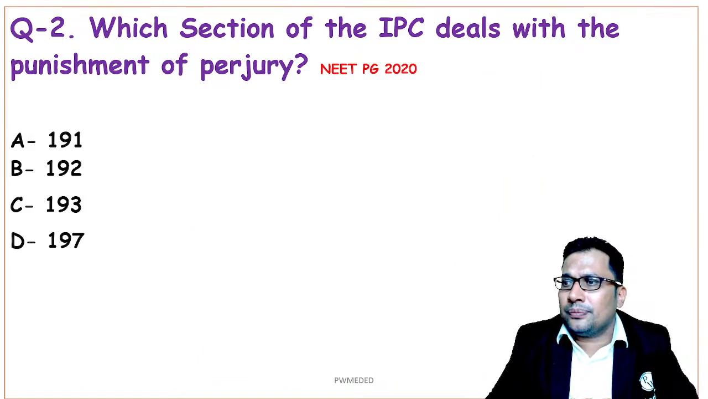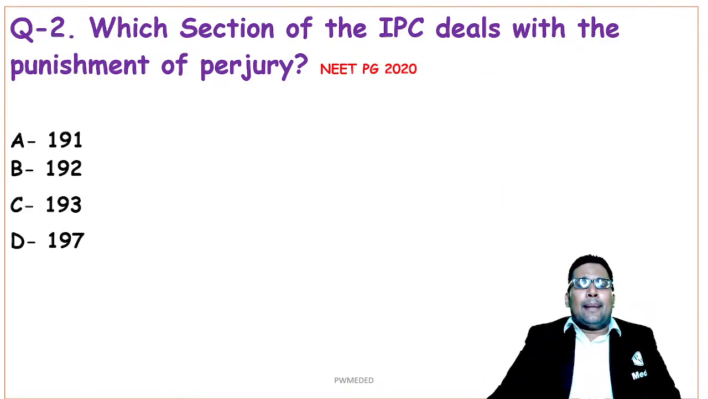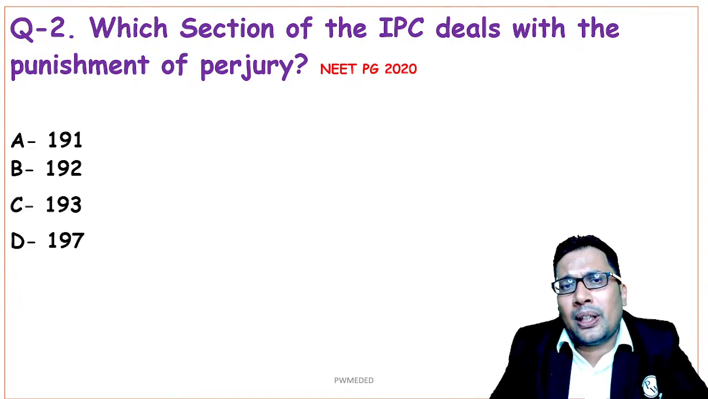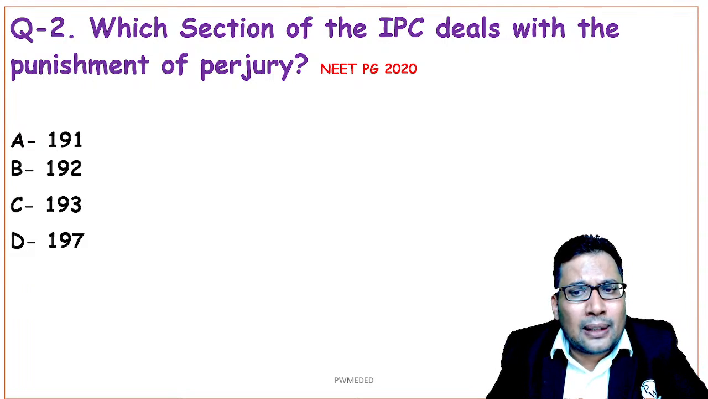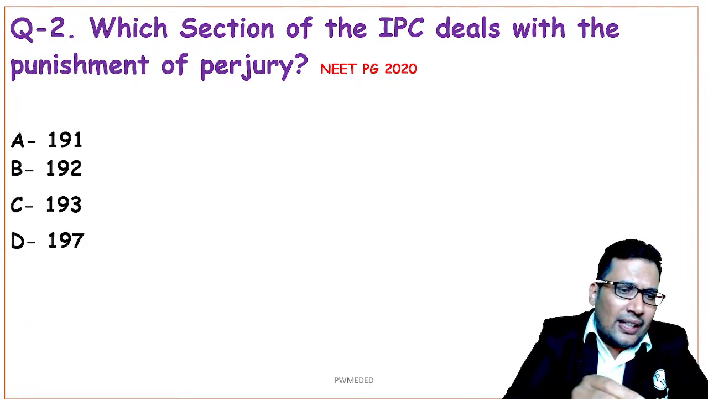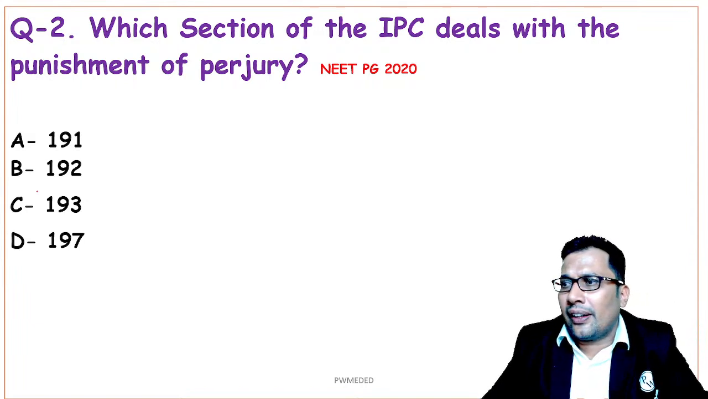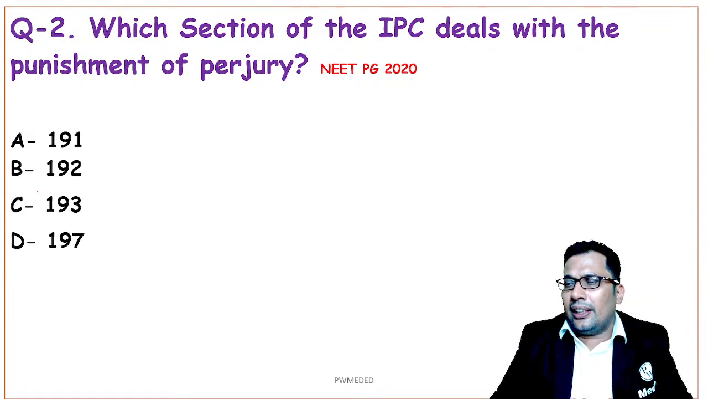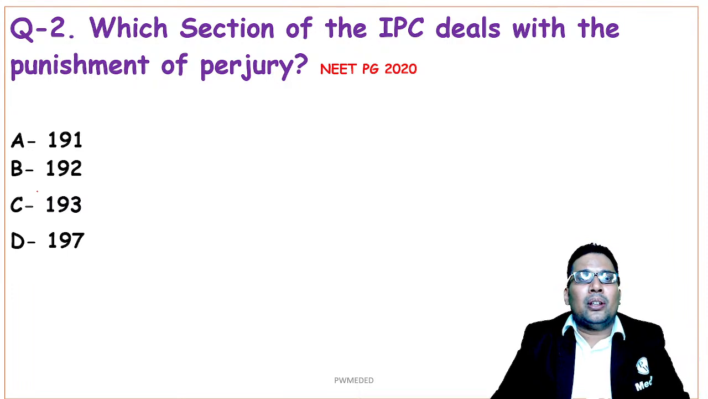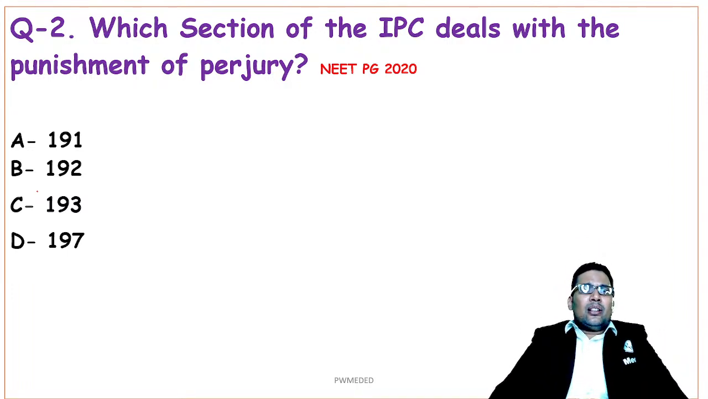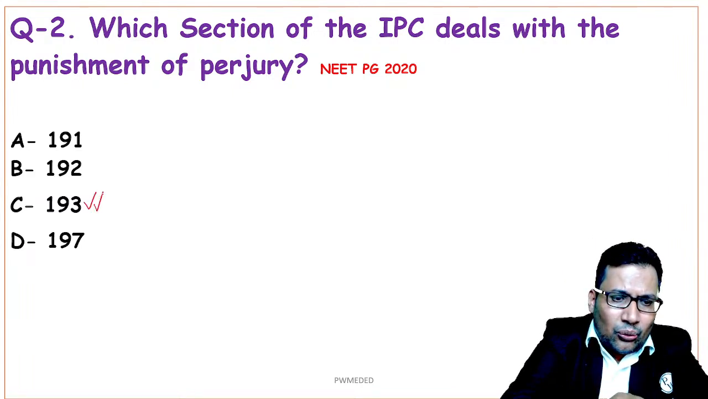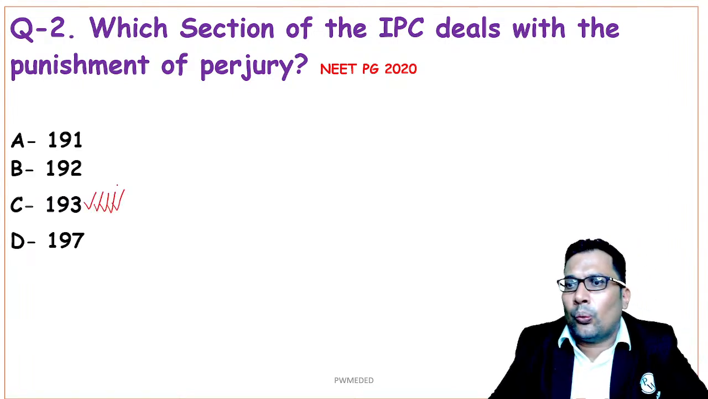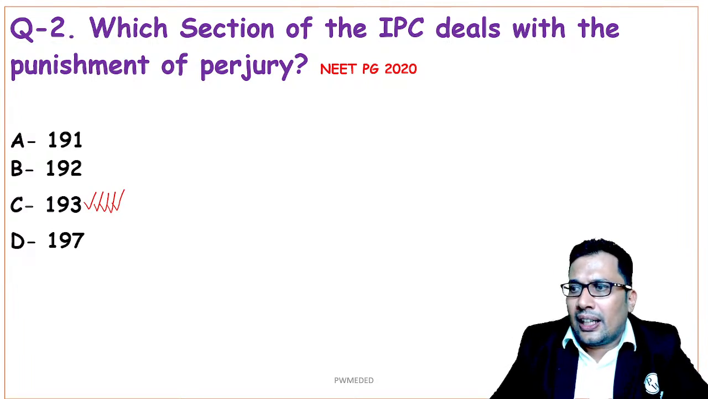Yes. Next question. Which section of the IPC deals with punishment of perjury? We already discussed this question. What is the answer for this question? All of you try this. So this must be 193 IPC. The correct answer is 193.